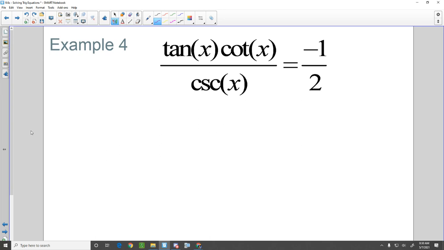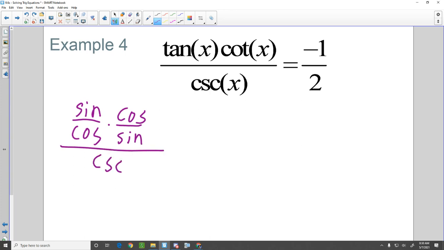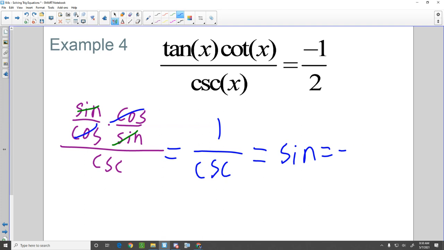So I've seen some students rewrite that numerator as sine over cosine for tangent, and write cotangent as cosine over sine, and this is all over cosecant. That's fine, right? It's going to work, no problem. Sines cancel out. Cosines cancel out. You're left with 1 over cosecant. 1 over cosecant is just the sine.